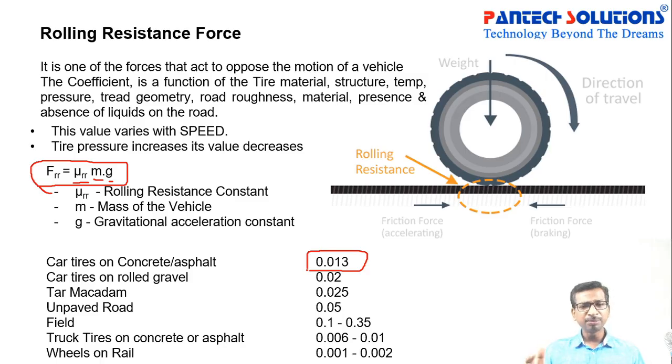If it is a maximum, it depends on the road roughness, right? So you have to take care of all these points, like road conditions, upgrade or downgrade values, and the type of tires on your vehicle.